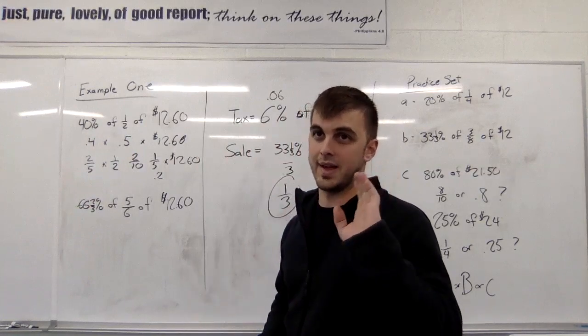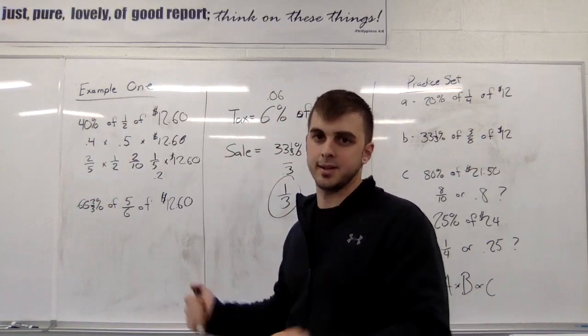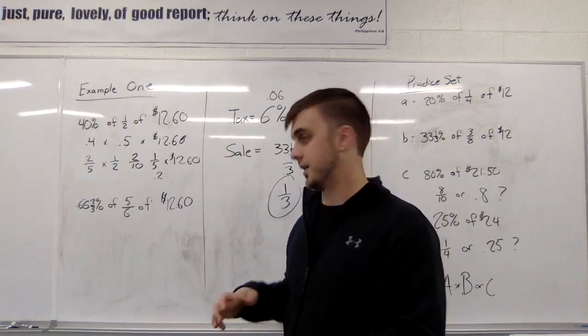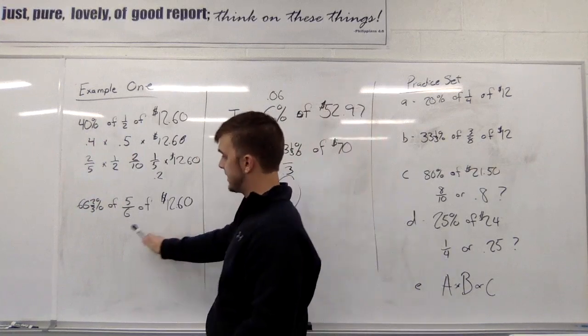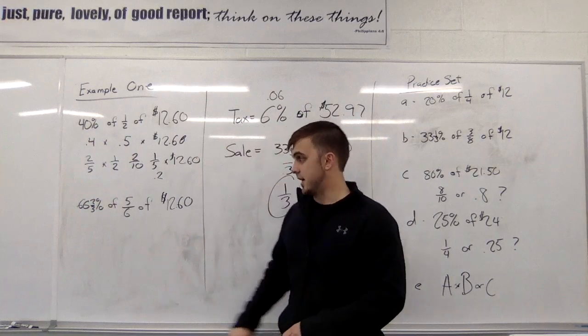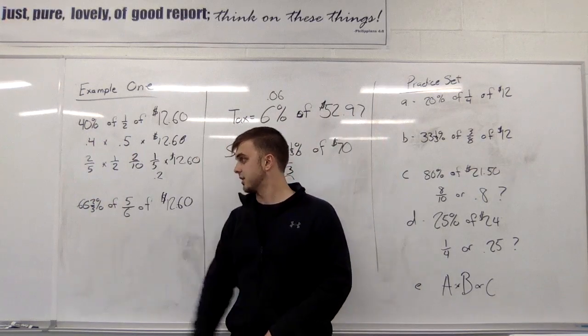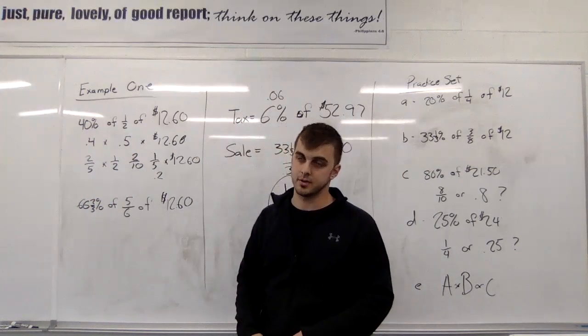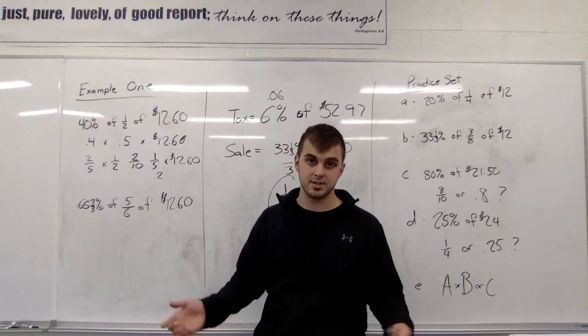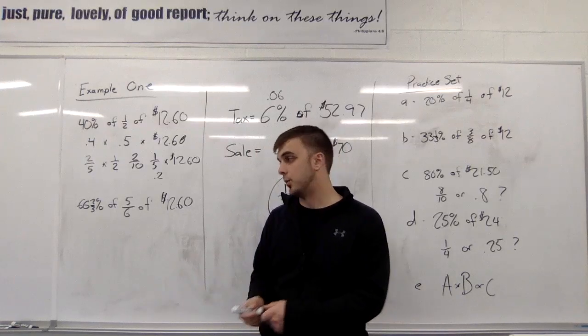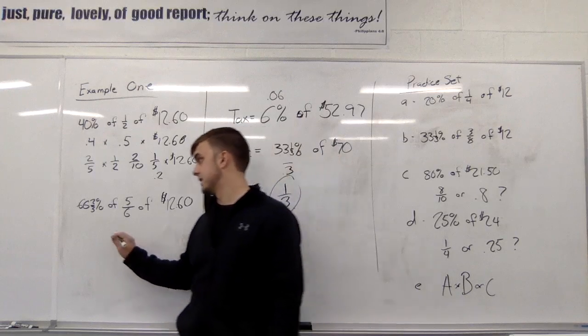Pick one that makes sense, though. Don't just blindly pick a number. Put some thought into it. Same thing down here. You're asking the question 66 2/3%. What is that as a fraction or decimal? It's 0.6 repeating. You're not going to use that. What is 0.6 repeating as a fraction?